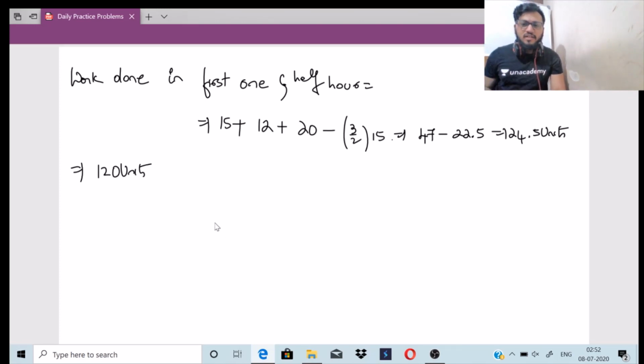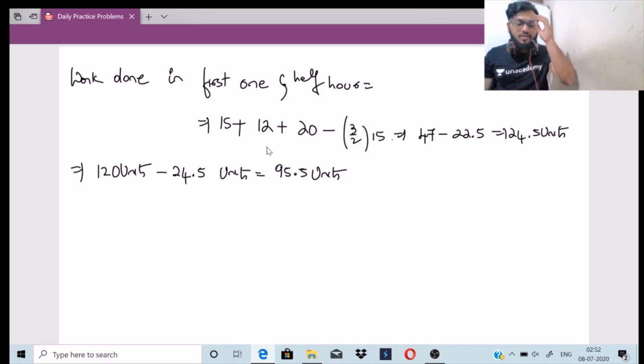What is the work done here? 24.5. So how shall I find out the remainder? 120 units minus 24.5 units, this will be 95.5 units, right? This is the work which has to be done. 24.5 units of work is already done in 1.5 hours, so this is the remaining work.